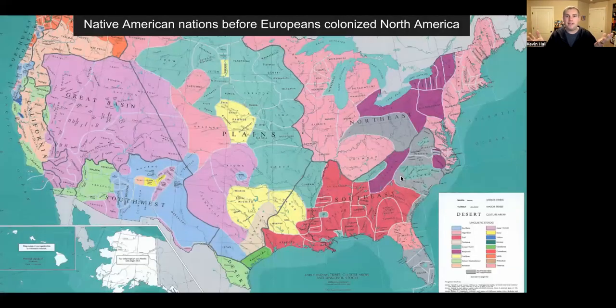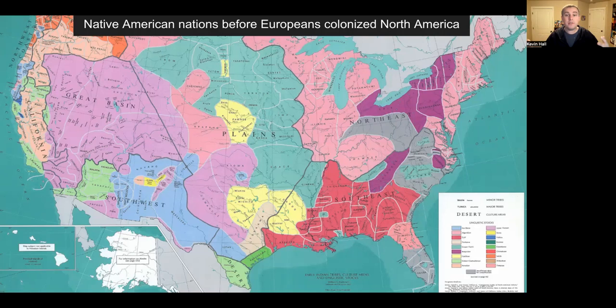Take a look at this map. This is a map of Native American nations before Europeans colonized North America. So before the explorers came and claimed land for their European countries, this is what the United States looked like. See, all those different borders and colors, they represent different Native American nations. You see, sometimes when we think about Native Americans in our history, we kind of clump them all together as one thing, and it just wasn't that way.